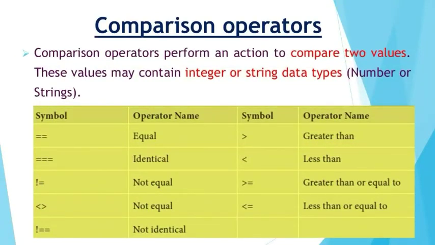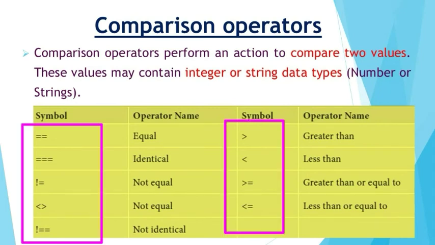The comparison operators perform an action to compare two values. Two values are there, and you have to compare those values. These values may contain integer or string data types, numbers or strings. See this table. These are the comparison operators: equal, identical, not equal, not identical, greater than, less than, greater than or equal to, and less than or equal to. These are the comparison operators.